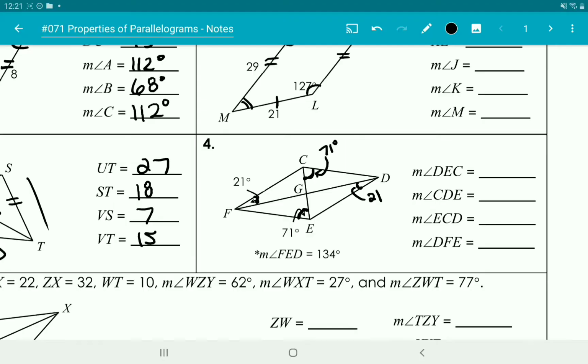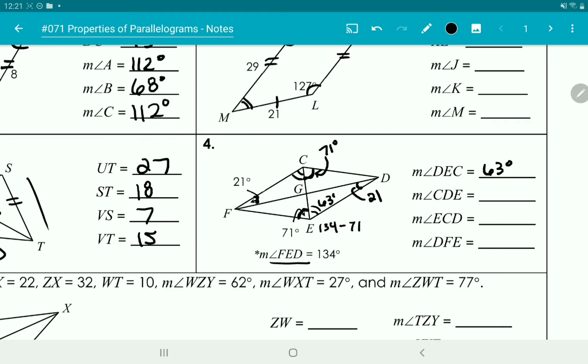So then it tells us that FED, so this whole thing here, is 134. Okay? So DEC is what it's asking for first. So we're going to be looking for this one. You know that the whole thing's 134, but this one's 71, so we'll do 134 minus 71, and that is going to give us 63, so this one's going to be 63 degrees. Okay, this one over here is going to be the same thing, because if you take that one, you follow the diagonal and go across it, that's going to be that one.